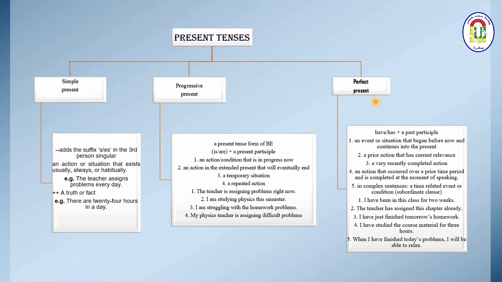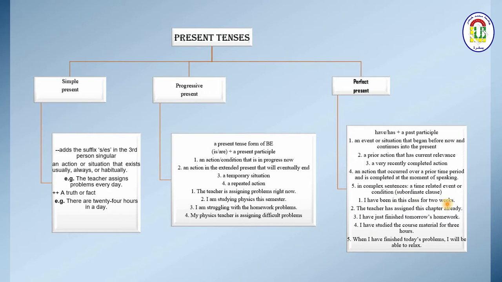So what do we have here? We have the perfect present: have or has plus a past participle. Has, of course, with the third singular person. I say she has, it has, and he has. And I say I have, you have, they have, we have. Plus the past participle, which is normally the verb plus ed, or we have to see the irregular verbs list. It is used to express an event or situation that began before now and continues into the present.